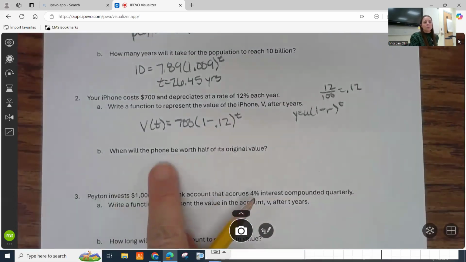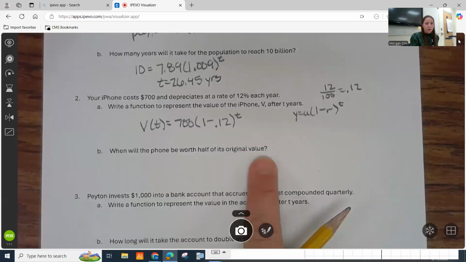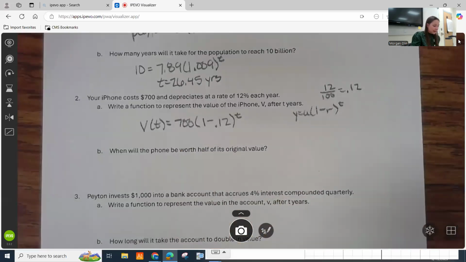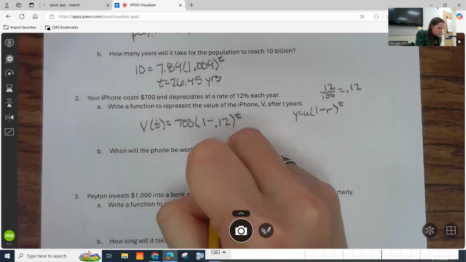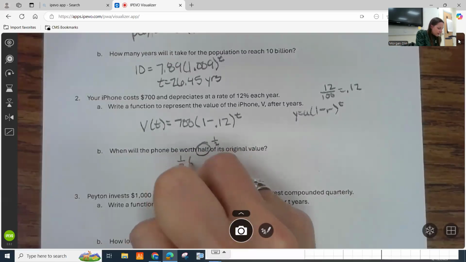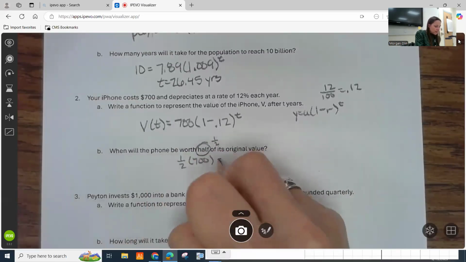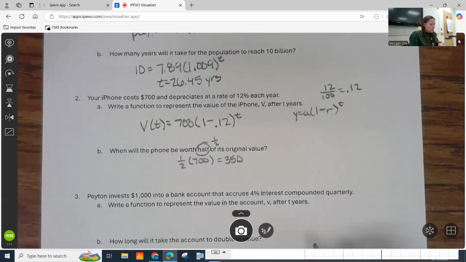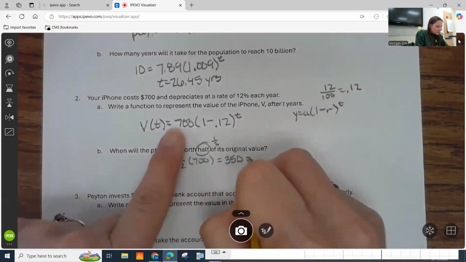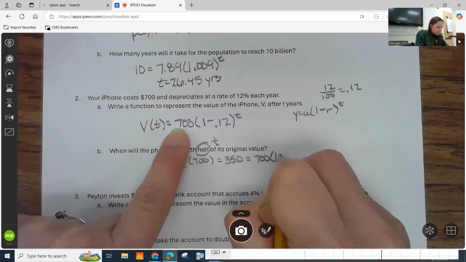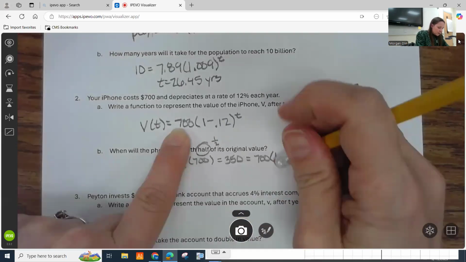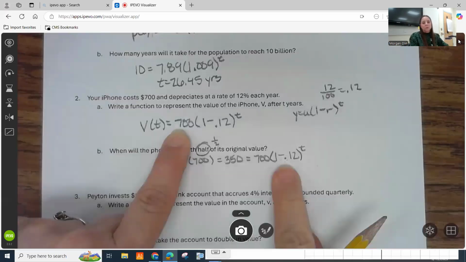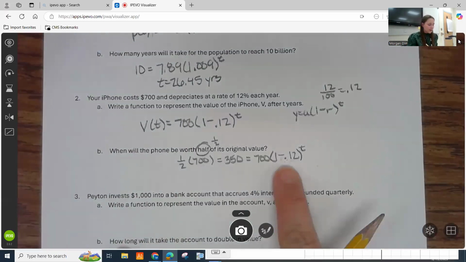Now, when will the phone be worth half its original value? Now, this time they didn't give us a number, but they did say half. We got to take half of 700, or 700 divided by 2. And what is that? If you throw it in a calculator, it's 350. So you want to know, when is this going to equal half right here? 700 times 1 minus 0.12, all right, to the t. And now you're welcome to subtract that to get 0.88 right there. It's fine.